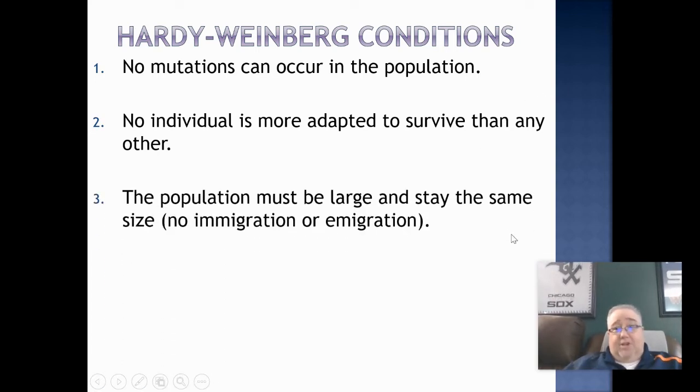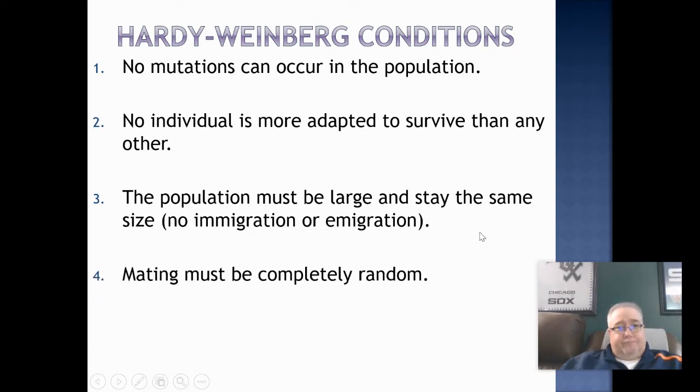Number three, the population must be large and stay the same size. So that means no immigration or emigration. That means the rabbits in Crown Point can't hop over to Maryville, and the Maryville rabbits can't hop over into Crown Point, because if they did, that would break the Hardy Weinberg condition. So the population has to stay the same size, and there can't be any individuals that migrate into or out of the population. So ask yourself, is that likely to occur?